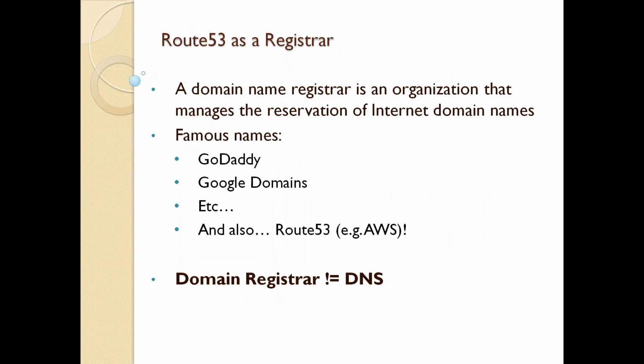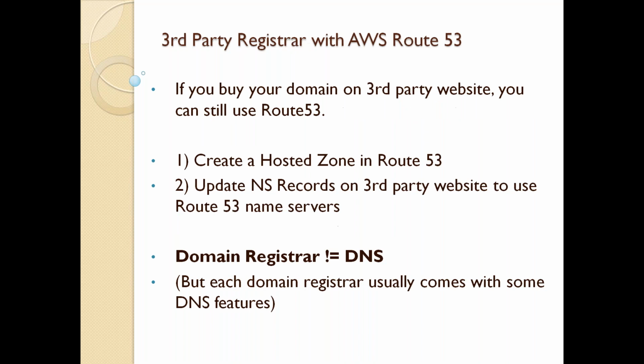And then, as we saw, how to register a domain name: a registrar is an organization that manages the reservation of internet domain names. Some of the famous domain name providers are GoDaddy, Google Domains, and also Route 53. Again, please keep in mind, domain registrar is not equal to domain name server. Both are different. So suppose you buy your domain on a third-party website, you can still use Route 53. You have to create a hosted zone in Route 53 and update the NS record. You will get these two records here.